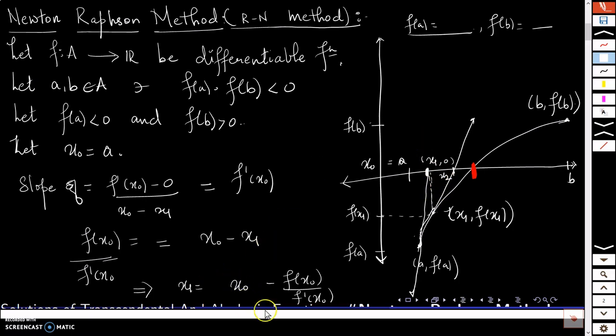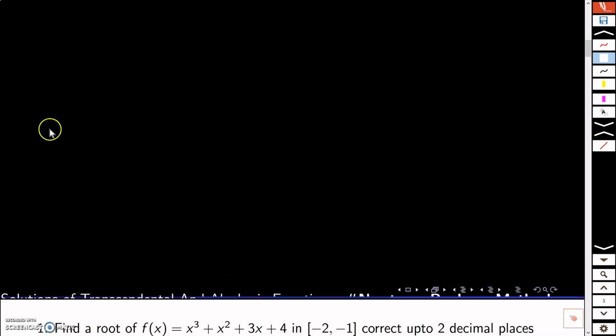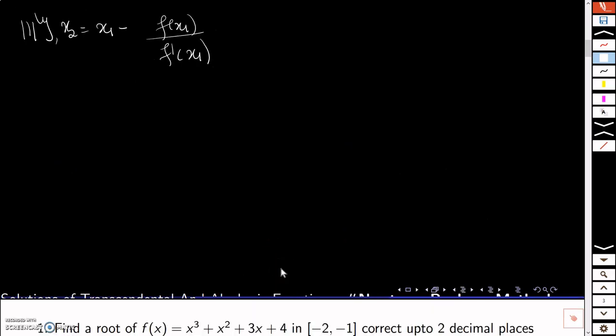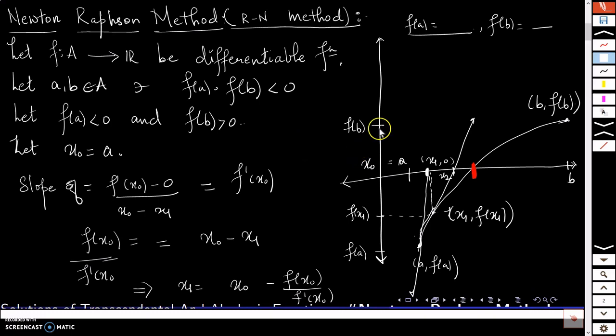So using the same idea now, you can try to compute x2, and that will turn out to be x1 minus f of x1 upon f dash at the point x1, right? Following the same procedure as we did here to find the slope and equate it to the derivative. In simplifying, we obtain x2 to be x1 minus f of x1 upon f dash at x1. Okay, so x2 is the third approximate root that we got.